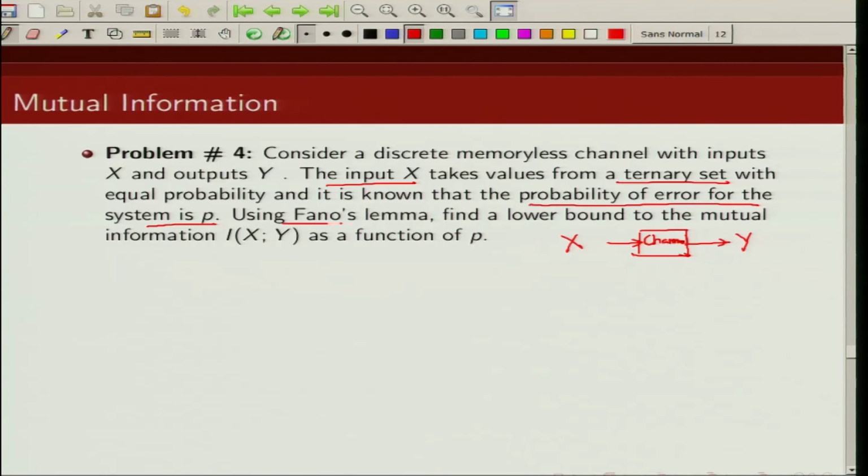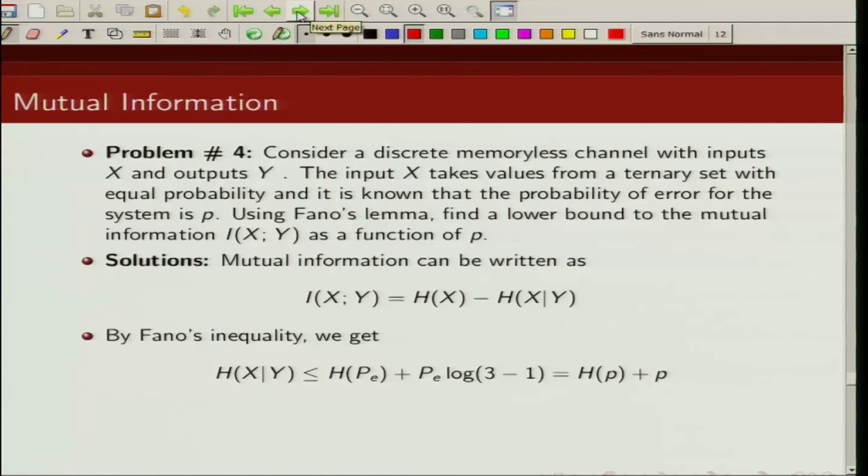Now using Fano's lemma, you have been asked to find a lower bound on mutual information between x and y as a function of P. So what is mutual information? From the definition of mutual information, we can write mutual information between x and y as uncertainty in x minus uncertainty in x given y.